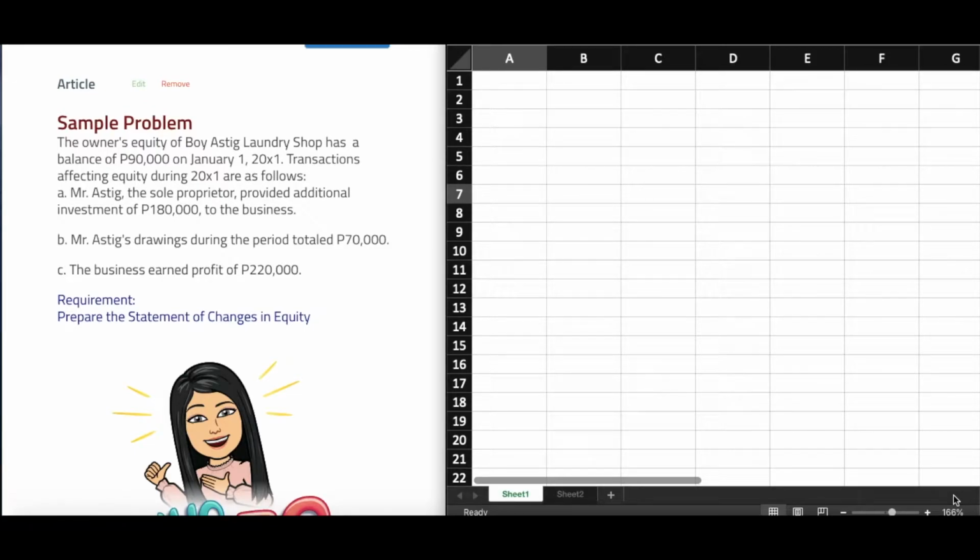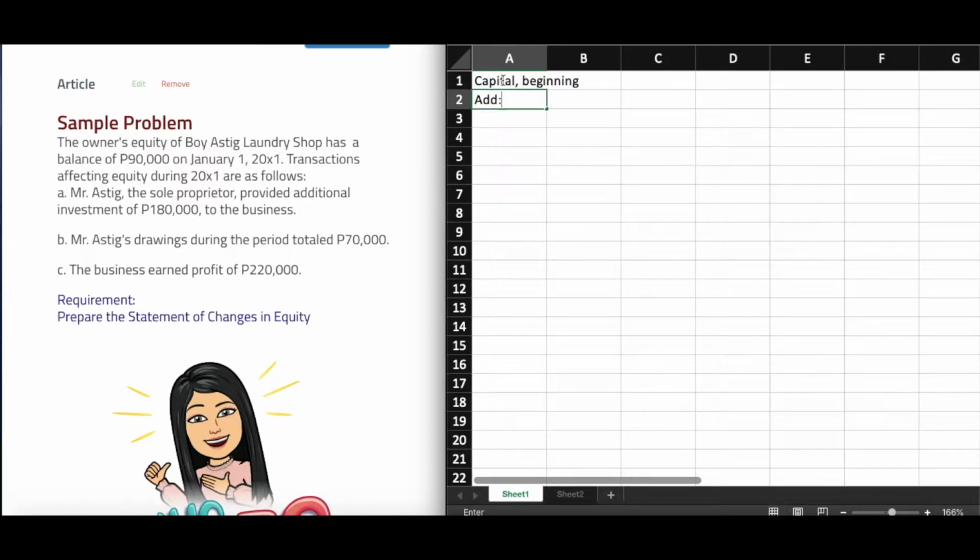Hello everyone, so today we're going to make a statement of changes in equity. But before that, you need to memorize this pro forma formula to make the statement of changes in equity. So the first thing that you need to take note is that we begin with the capital beginning or the beginning capital.